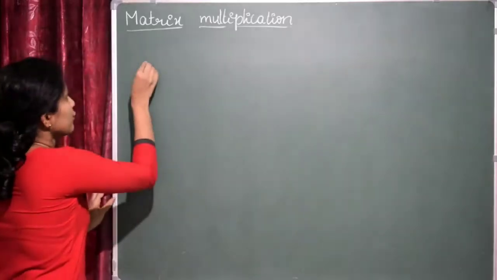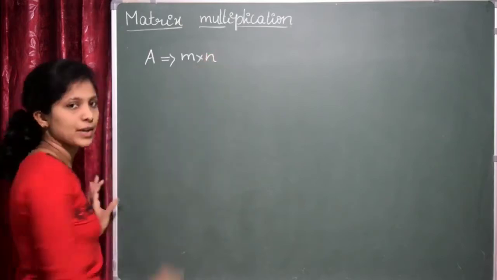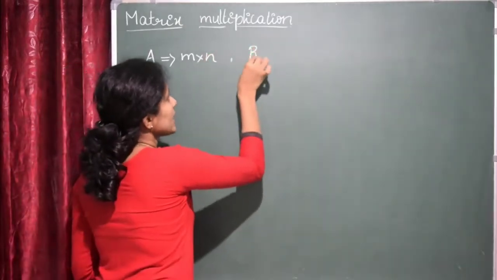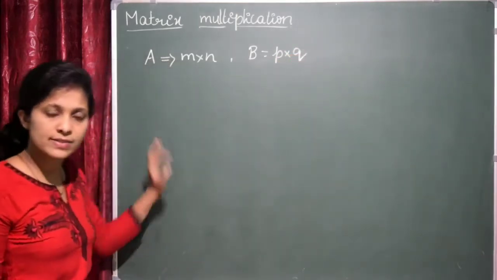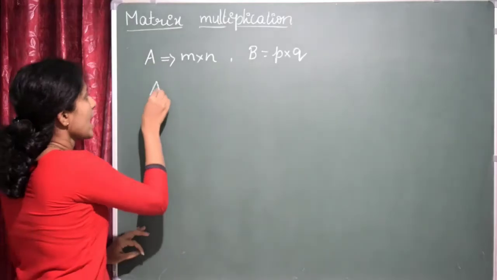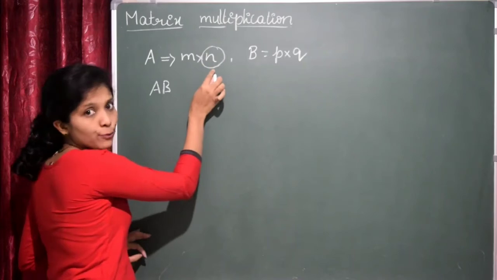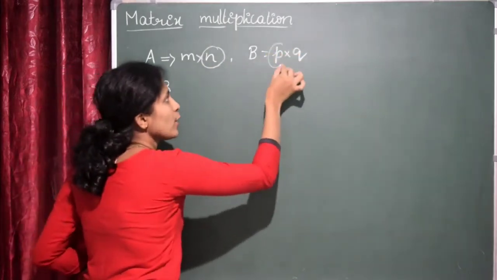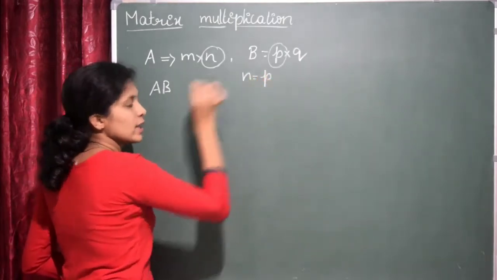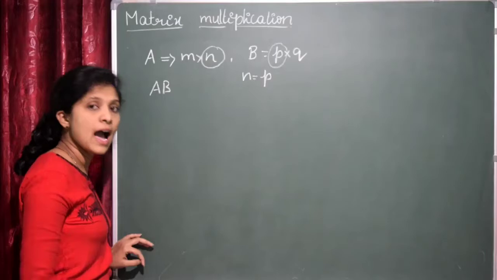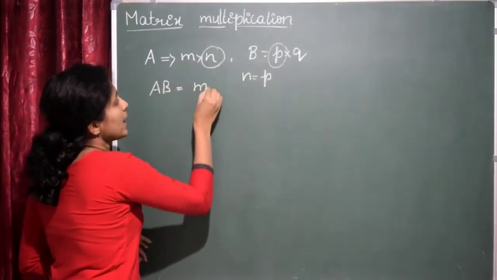Let me consider a matrix A of order m by n, and B a matrix of order p by q. This is the order of the matrices. Then the product of matrices A and B, multiplication, is possible only when the number of columns of the first matrix is equal to the number of rows of the second matrix, that is, n should be equal to p. Then only matrix multiplication is possible. After the multiplication you will get the matrix AB, which will be of order m by q.